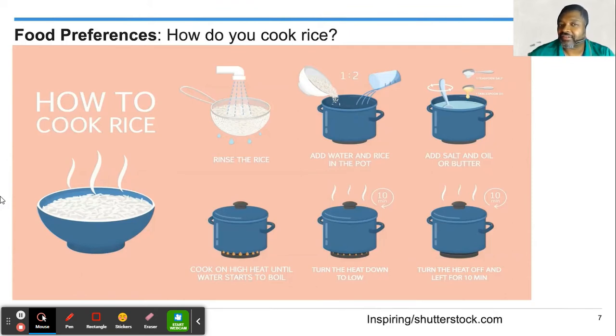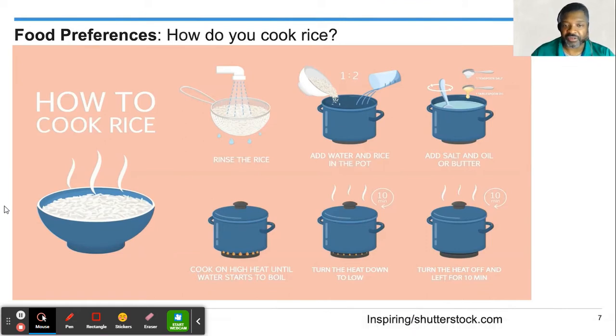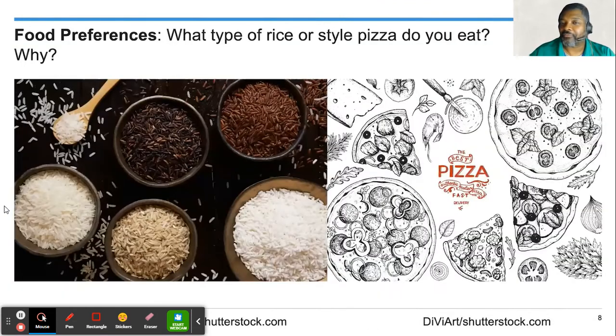A lot of times, your cooking preferences are influenced by your cultural preferences as well. What type of rice do you like? Is it basmati, or brown rice, or fried rice? And then my favorite, what style of pizza do you like to eat? Is it pepperoni? Is it cheese? Is it sausage? What influenced that? Often these are influenced by your culture.